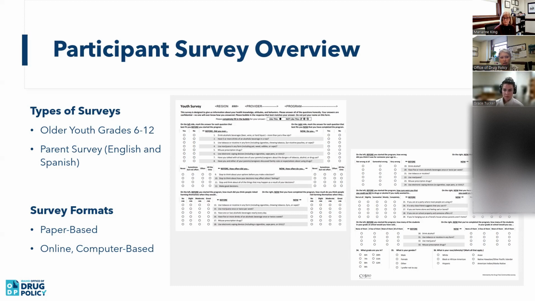And then the survey formats: we offer the surveys in two formats. The first is paper-based. Paper-based is the primary way in which our grantees implement surveys. We send you the PDF copies of the surveys. You print them out, you implement them with your participants, and then you collect them and mail them back to us. However, during COVID, a number of our grantees began using online computer-based surveys.